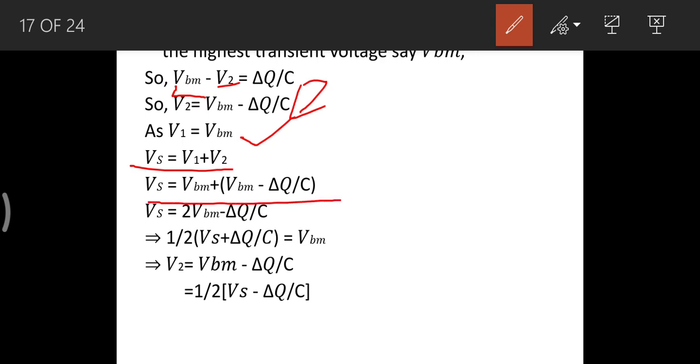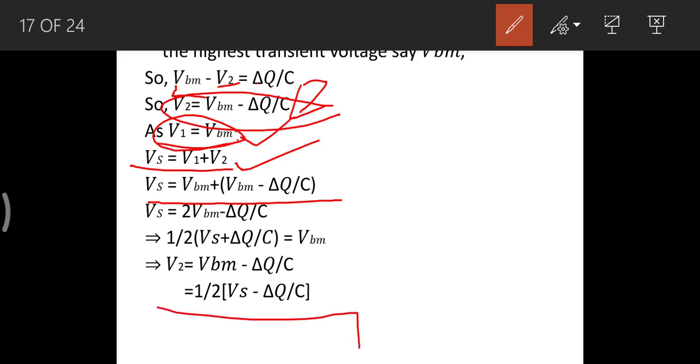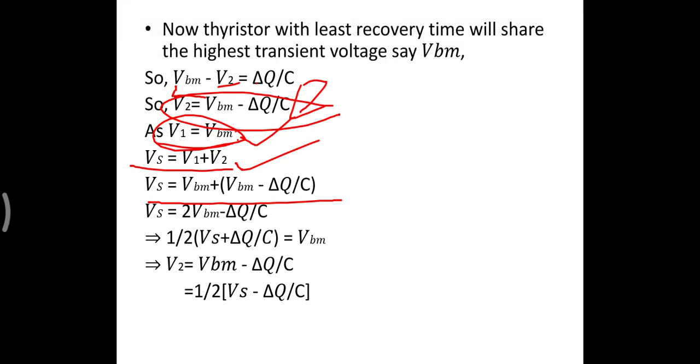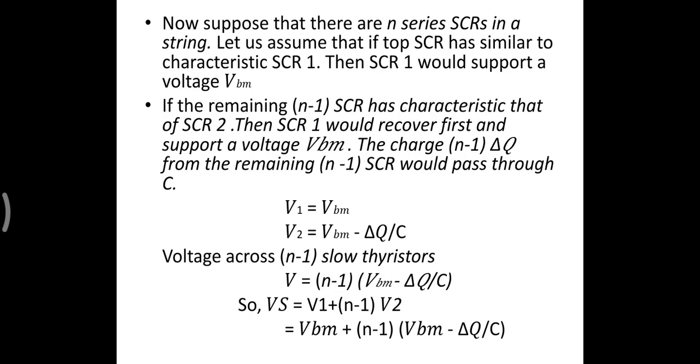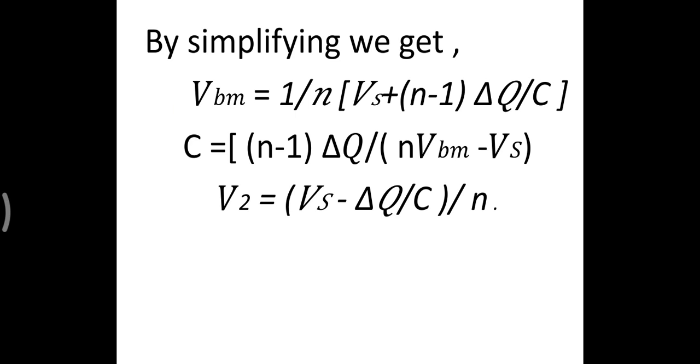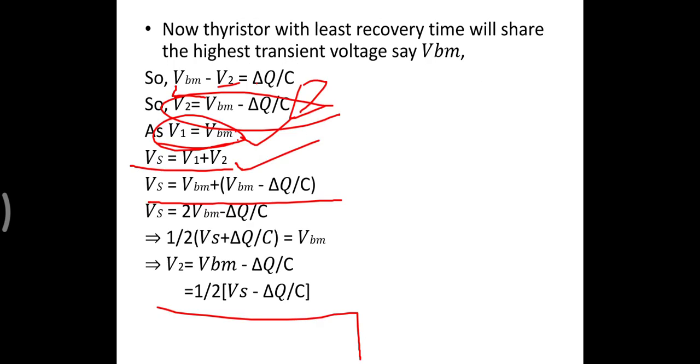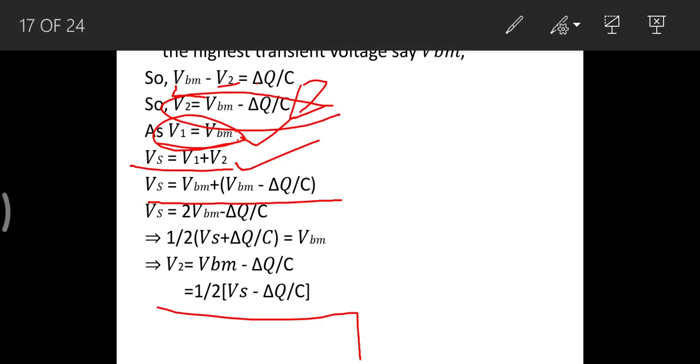Now substitute these V1 and V2 values in this equation. We get VBM plus VBM minus delta Q by C. If you simplify this, we get V1 equal to 1 by 2 of Vs plus delta Q by C. So by simplifying, finally we are getting V1, and this is for only two SCRs connected in series.